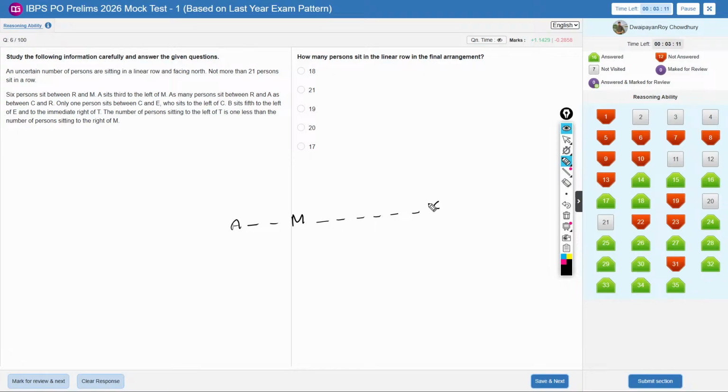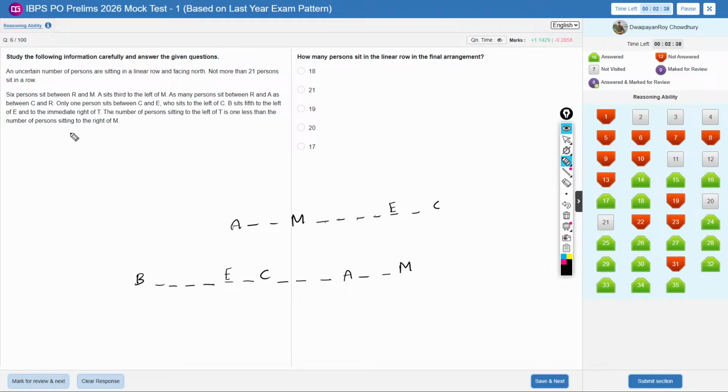Let's see. Only one person sits between C and E, who sits to the left of C. B sits fifth to the left of E. 1, 2, 3, 4. Not possible. So definitely A, 1, M, and 6 persons. 1, 2, 3, 4, 5, 6. C, 1, E, and B sits fifth to the left. 1, 2, 3, 4. B.